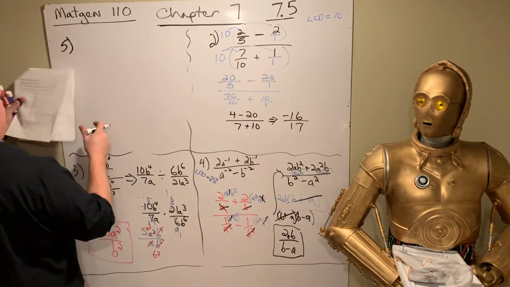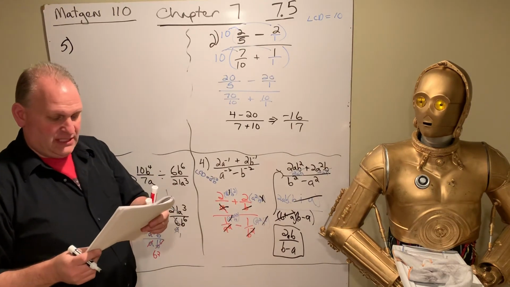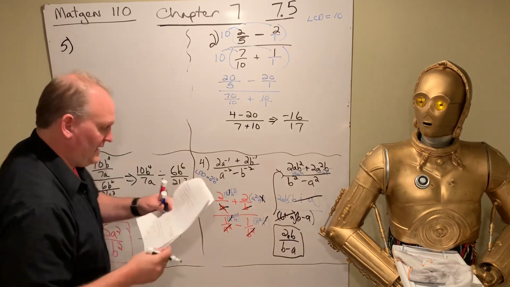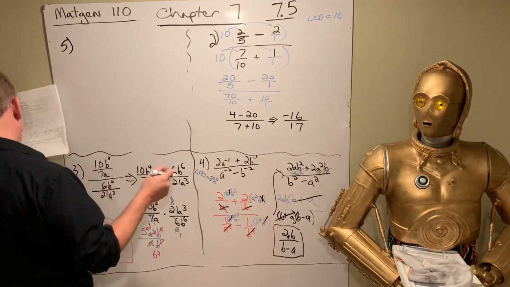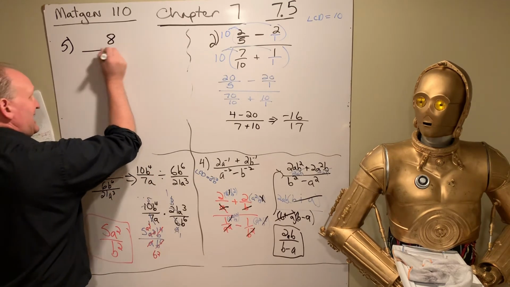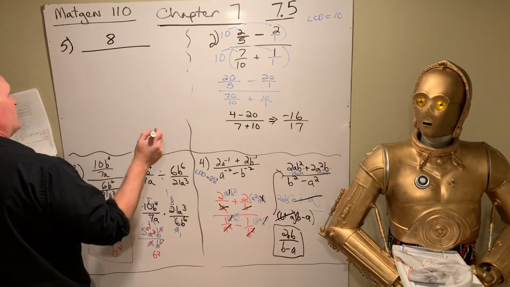On page 10 of the note packet, the quotient of 8 and the difference of 3/4 and 1/5. All right, that's confusing. The quotient of, so quotient means divide, of 8 and, so that's where the divide by sign goes, the difference of 3/4 and 1/5.